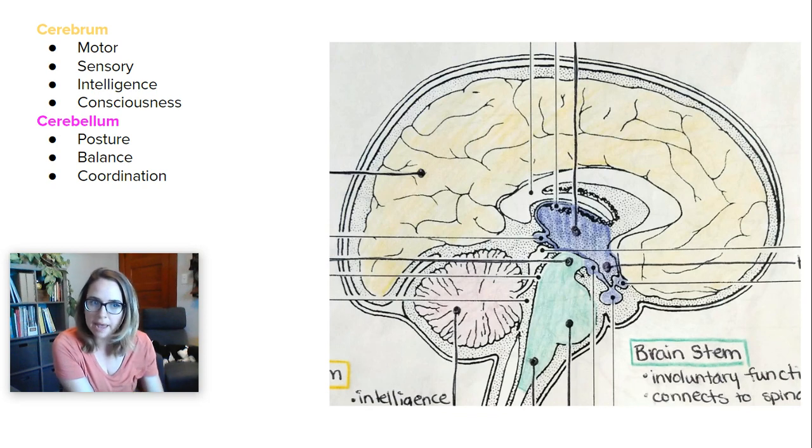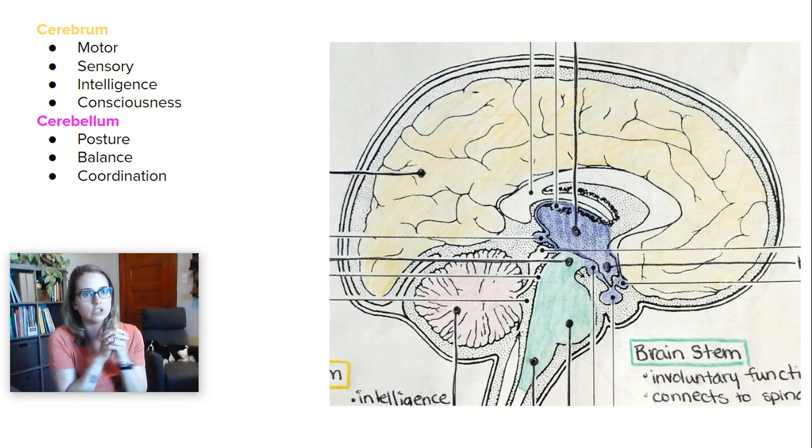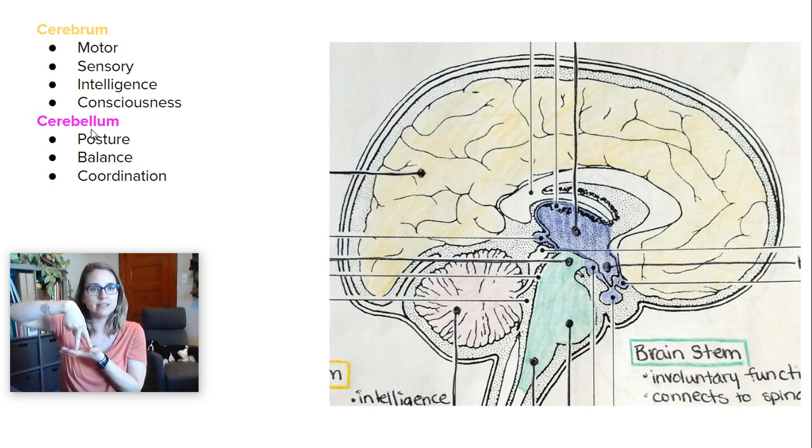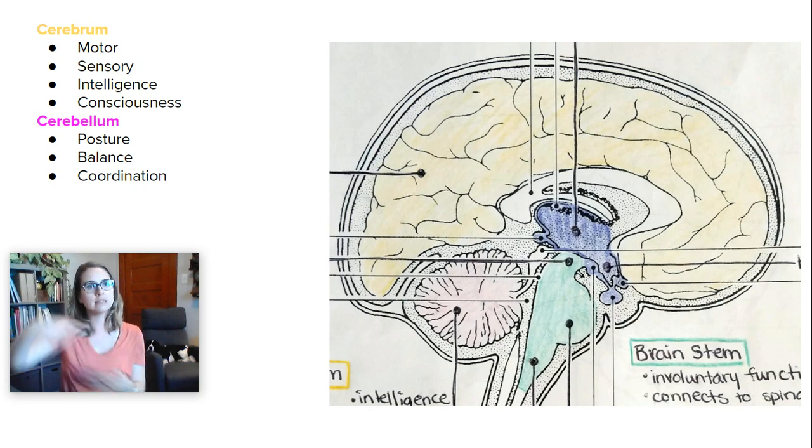If you are an athlete, it is very possible that your cerebellum may be a little bit more fine-tuned than other people's that aren't an athlete. These two are easy to mix up because the names are super similar. The way I can always remember cerebellum is my posture and balance is I think of the two L's in cerebellum as my two legs that I balance on. Cerebellum, I balance on that.